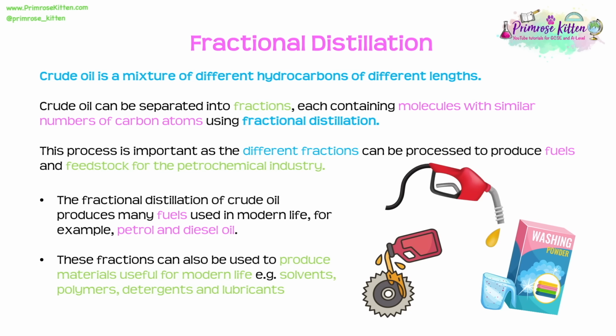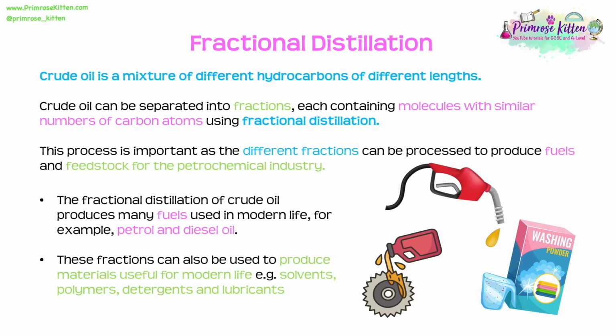Crude oil is a mixture of different hydrocarbons of different lengths. We can separate crude oil into fractions. Each of these contain molecules with a similar number of carbon atoms, and we can do this using a process called fractional distillation. This process is really important because the different fractions can be processed to produce fuels and feedstock for the petrochemical industry.